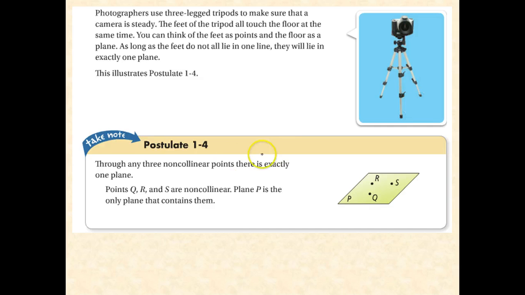All right, here's postulate 1-4. Through any 3 non-collinear points, there's exactly one plane. So as long as R, S, and Q aren't in a line, there's only one plane that goes through them.